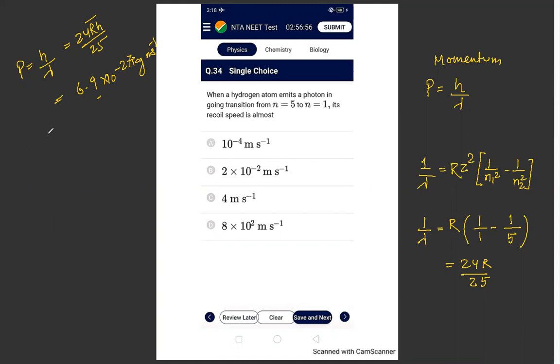We are required to find the speed of the particle, or recoiling speed, which is momentum by mass. The mass of one hydrogen atom is 1.6 into 10 to the power minus 27 kg. Just put in this value, and we'll be getting the answer almost equal to 4 meter per second.